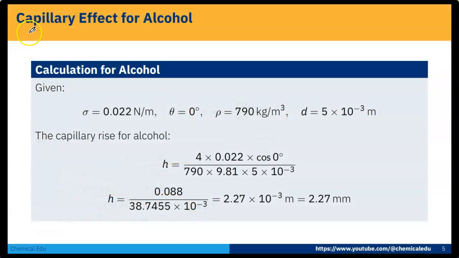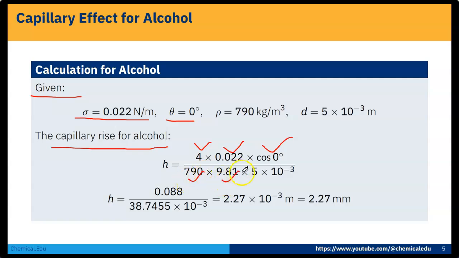Now, first the capillary effect for alcohol. So now we are calculating the capillary rise for alcohol. The data given: we know that sigma is 0.022 Newton per meter, theta is 0 degree, rho is 790 kg per meter cube, D is 5 into 10 to the power minus 3 meter. So capillary rise for alcohol, H is equal to 4 sigma cos theta by rho g d.